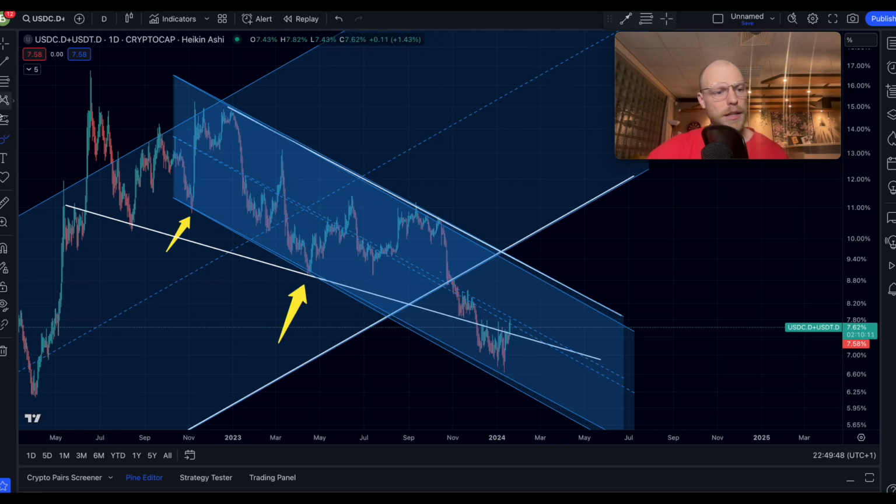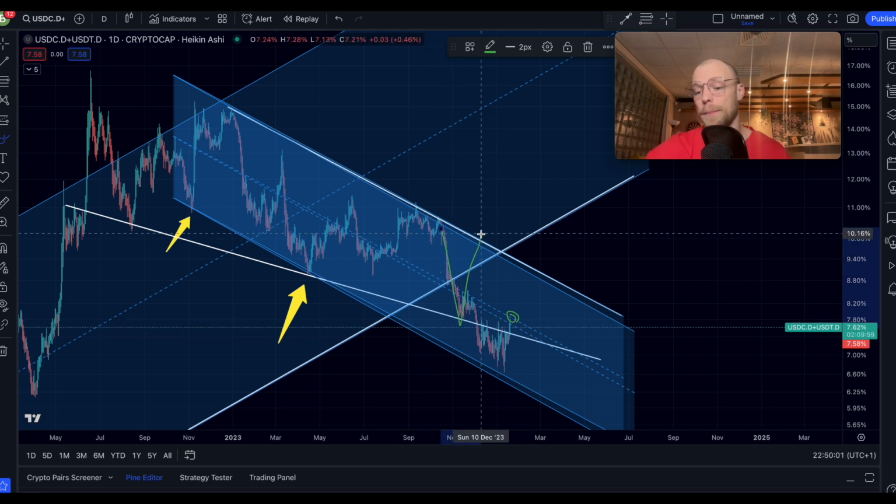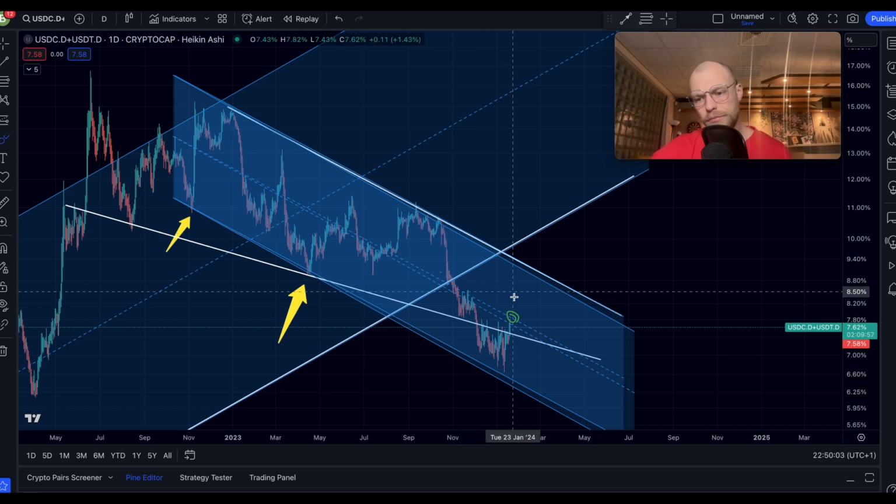So what we are seeing right here, for example, is that we are right now at the middle of this channel, right? So there could be some resistance right here. This is an inverse correlated chart, so guys, for the ones that don't know this, when this chart goes down, Bitcoin goes up. When this chart goes up, Bitcoin goes down. Very simple. So right here we are at some resistance. So could we come a little bit down?